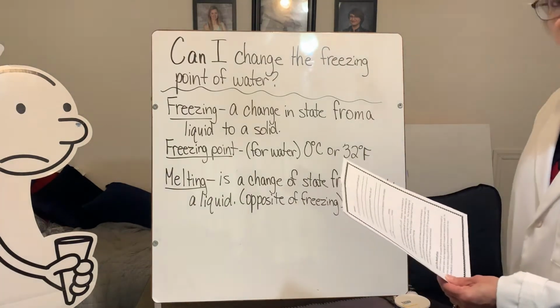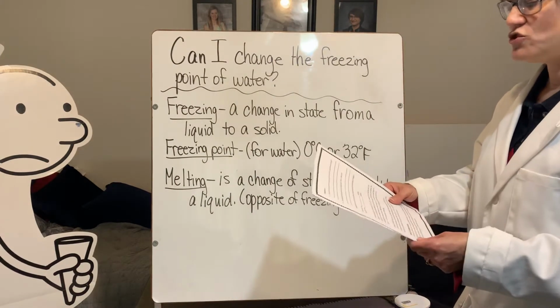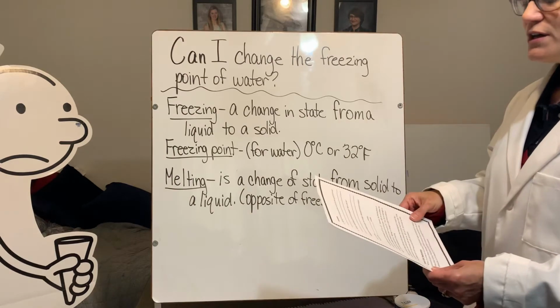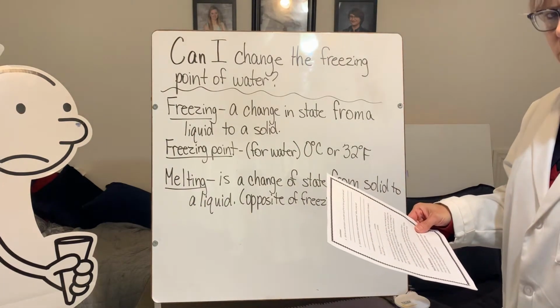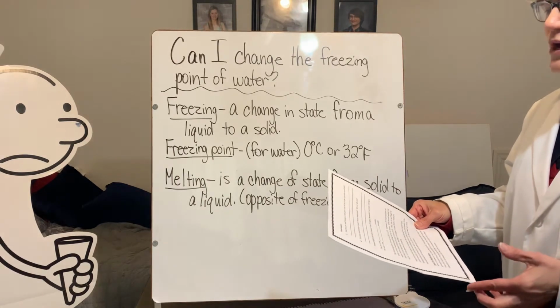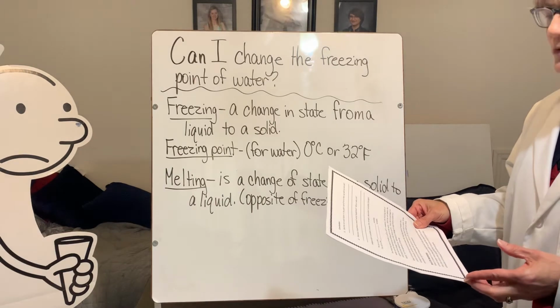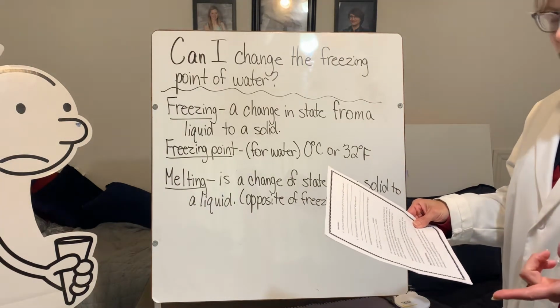Okay, so the independent variable causes change. Dependent variables are what changes. So what changed in the experiment? Well, obviously, the ice changed. So what was the independent variable? Well, the independent variable then was the salt.